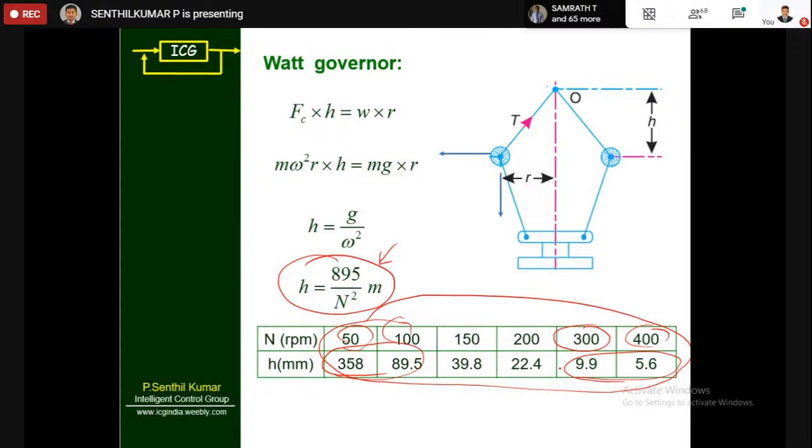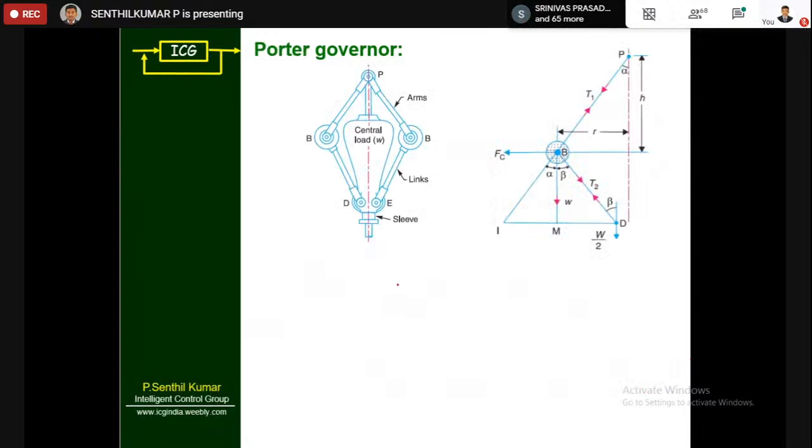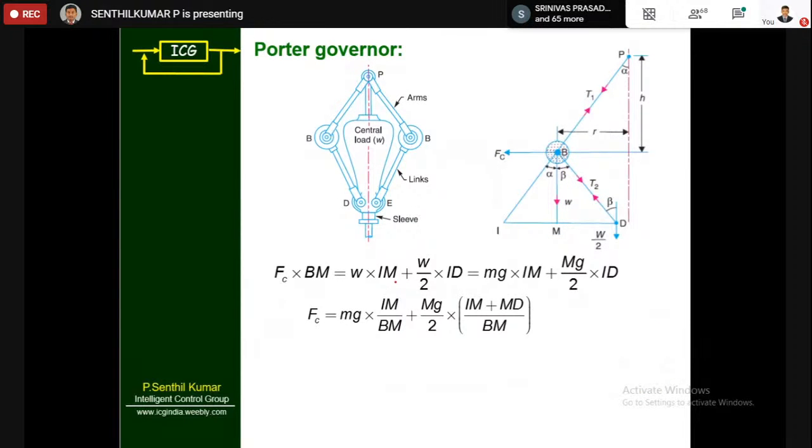That's very, very important. The Watt governor works only at slow speed. The moment you go to high speed like 300, 400, 500, you can't see much change in sleeve lift. So the Watt governor works very well at slow speed, not at high speed. That's why we are moving from the Watt governor to the Porter governor. So what is the difference between Watt and Porter?